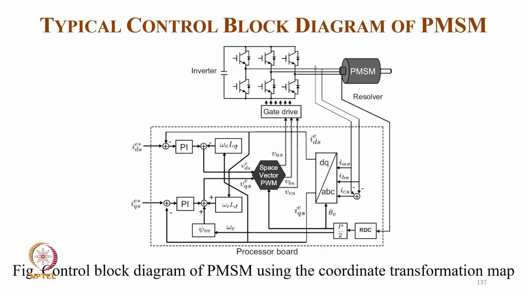So we normally have a resolver and a resolver-to-digital converter, and multiplying by P/2 we get theta, and from that we get cos theta and sin theta. From the current and theta we convert to Id and Iq in the synchronous reference frame, and we have the reference from the controller Id, Iq. Then we use a PI controller with feedback and get Vd, Vq, and from this angle and Vd, Vq we get Vas, Vbs, Vcs for the control of the inverter, typically through the gate drive.